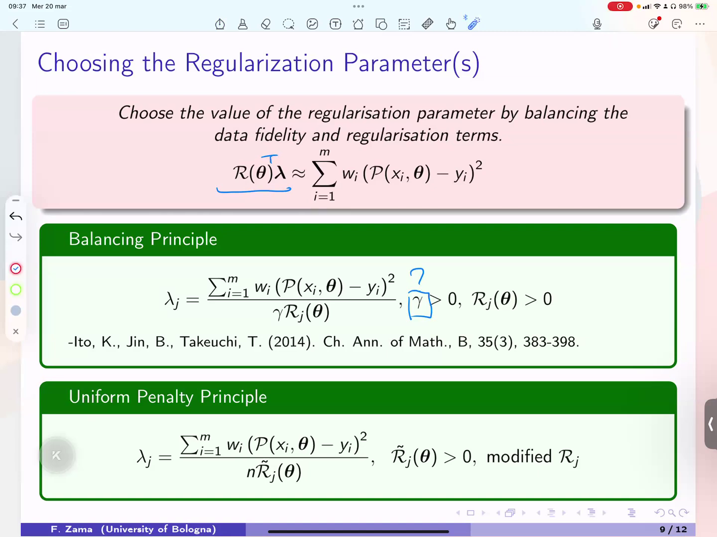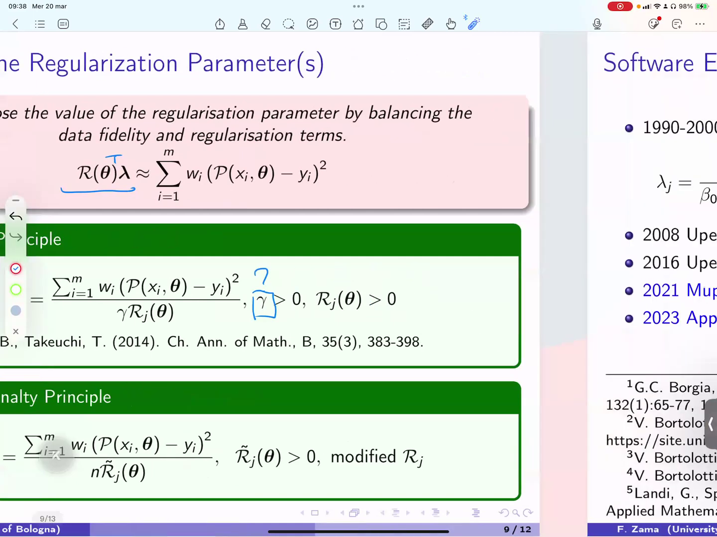What we see here is something which is very close and related, but not exactly equal, which is the uniform penalty principle. The idea is still to balance the contribution of the residual with the contribution of the regularization part, but we admit that our regularization parameter depends on the number of regularization terms. So this gamma is not present anymore. And this R tilde is related to the type of regularization, but also to different features. So we introduce a modification of the regularization function that allows us to improve much the quality of the result. Also for this, we are developing a convergence theory, but it is not interesting in this context.